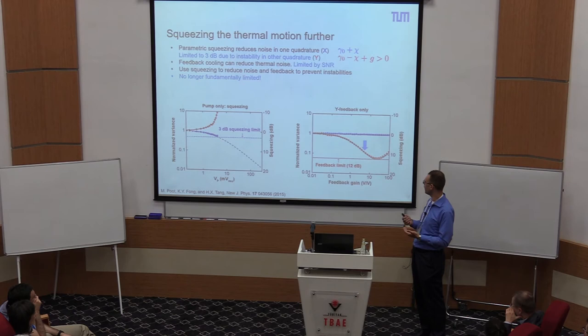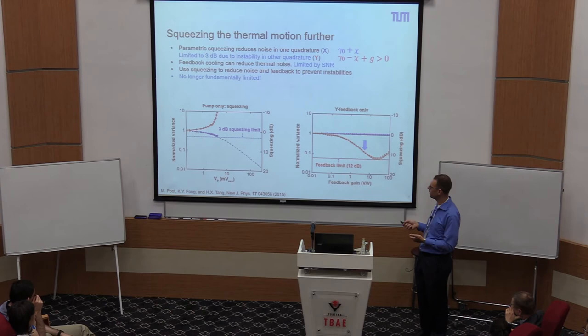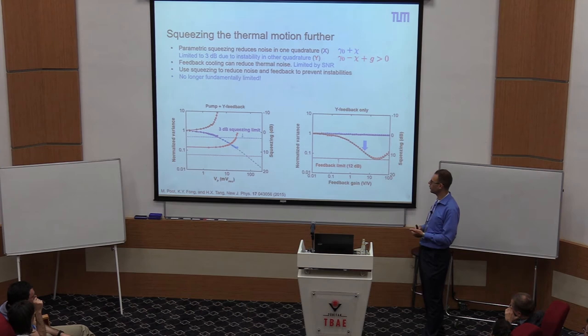Can we beat that? Well, first what we did, we applied this feedback gain of 7 volt per volt, and then repeated this experiment here. And when we did that, we found these curves here. And then you can see we start to increase the pump more and more. And we go down and down and down. We hit the 3 dB limit, and nothing happens. We just keep on going down until we reach this point here. And then still the y quadrature becomes unstable, and we actually beat this 3 dB squeezing limit.